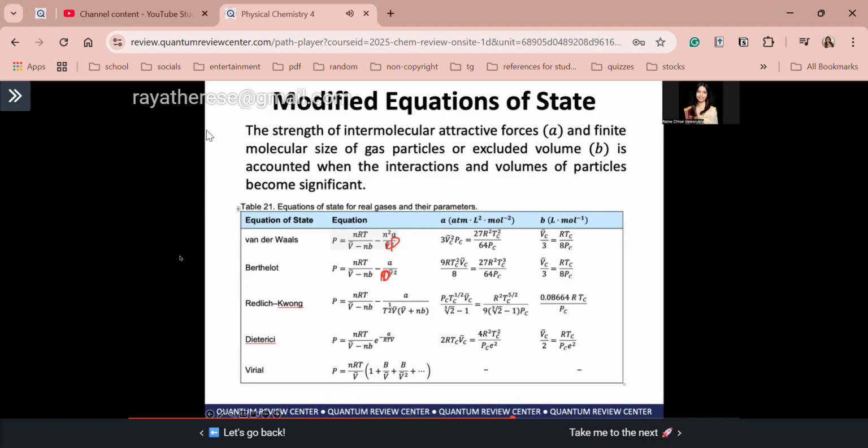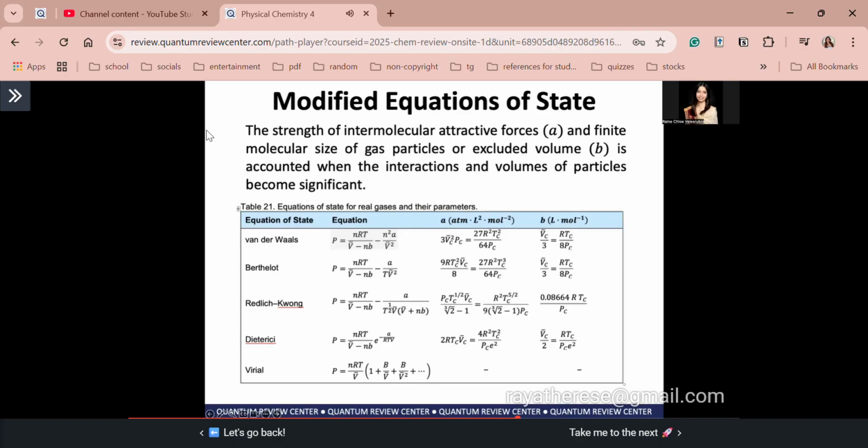And then for Redlich-Kwong, it refines gas behavior further with a better treatment of temperature effects on attraction forces. So, mas in-improve lang ng Redlich-Kwong ang equation of state for real gases, okay, by offering improved accuracy at moderate pressures and temperatures. So, same as Berthelot, it also assumed that intermolecular forces are temperature dependent. Pero in-improve lang niya further ang ating equation in a way that it can be used in real gases with moderate pressures and moderate temperatures. Okay?